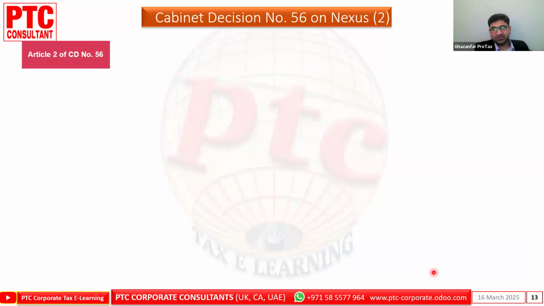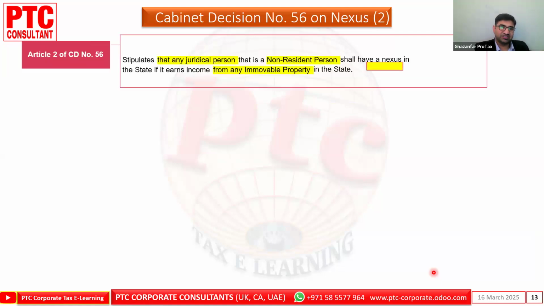Before coming to the relevant clauses, we have to take the understanding of each topic. Then you can apply the concept of the corporate tax articles or the ministerial decision. Article 2 of Cabinet Decision 56 stipulates that any juridical person that is a non-resident person shall have a nexus in the state if it earned income from immovable property. Guys, hope the nexus concept is pretty much clear to you.